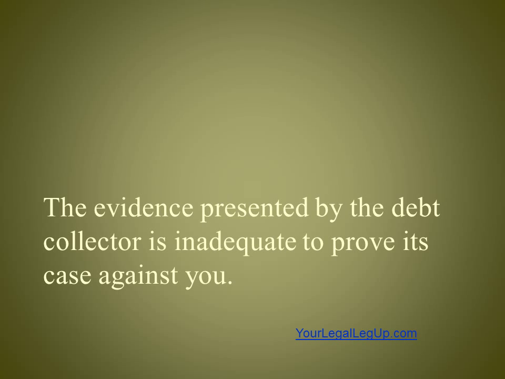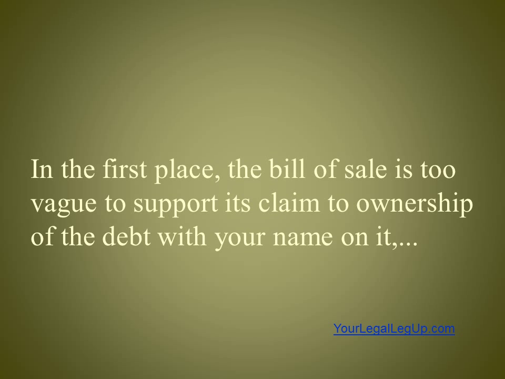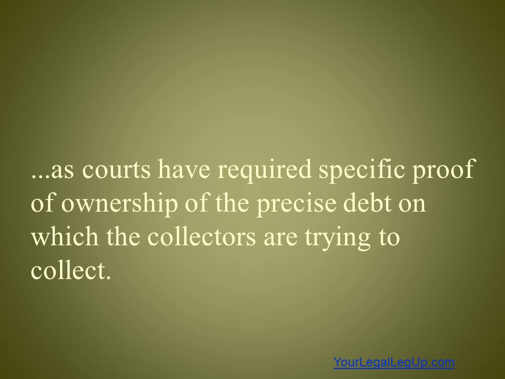Given the facts that we talked about above, the evidence presented by the debt collectors to you is inadequate to prove its case against you. In the first place, the bill of sale is too vague to support its claim to ownership of the debt at all with your name on it, as courts have required specific proof of ownership of the precise debt on which the debt collectors are trying to collect. That makes plenty of sense, right? They have to prove that they own the debt that they're trying to collect from you.